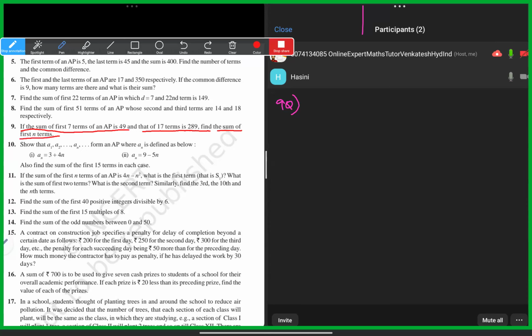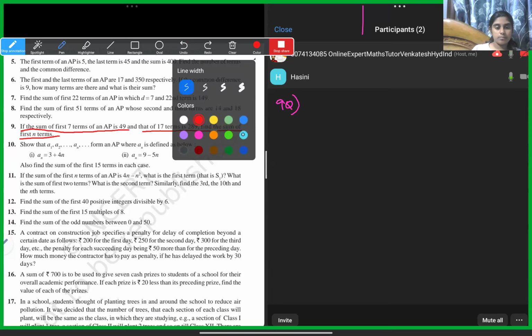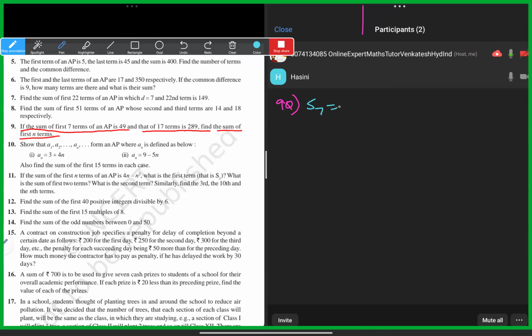Like Hasni, in the previous question, how the second term and third term were given, no? Using A2, A3, we wrote two equations. A2 means A plus 1D, A3 means A plus 2D. Here S7 is given, S17 is given. So similar to that, we'll get two equations here. Sum of 7 terms means S7, 49.